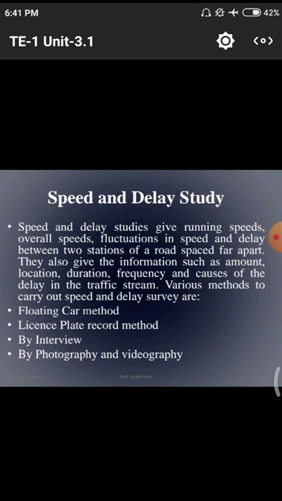How much traffic delay occurred at a particular cinema hall or hospital or any other institutional buildings. Next one is the frequency and causes. Frequency means in a particular day how many delays were occurring. That gives the frequency. And causes of the delay, that means what is the main cause. Is it vehicle fault or human fault?